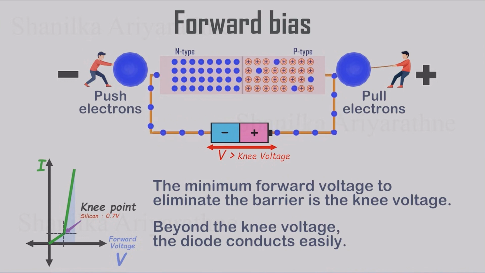Once the barrier is removed, electrons from the N-type region can cross the junction and move into the P-type region without difficulty. This configuration is called forward bias, and it directly explains the forward portion of the diode's VI curve.